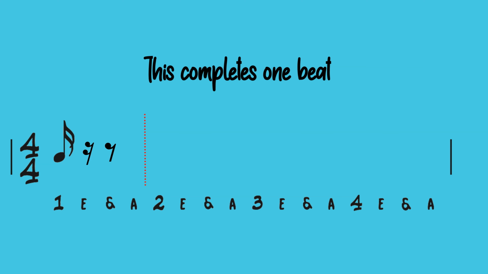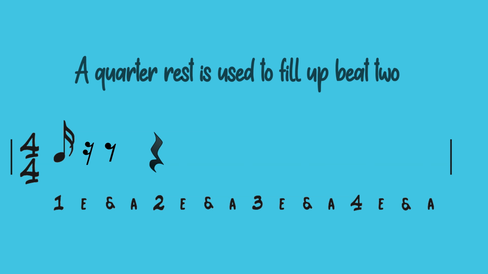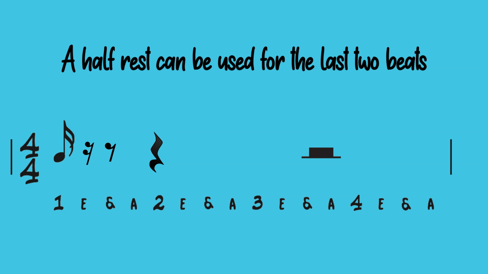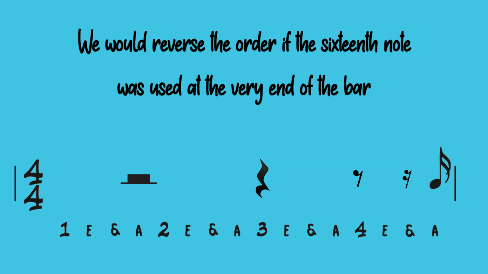This completes 1 beat. We need a separation between beat 2 and 3, meaning I can't use a dotted half rest to complete the bar. A quarter rest is used to fill up beat 2. A half rest can be used for the last 2 beats. We would reverse the order if the 16th note was used at the very end of the bar.